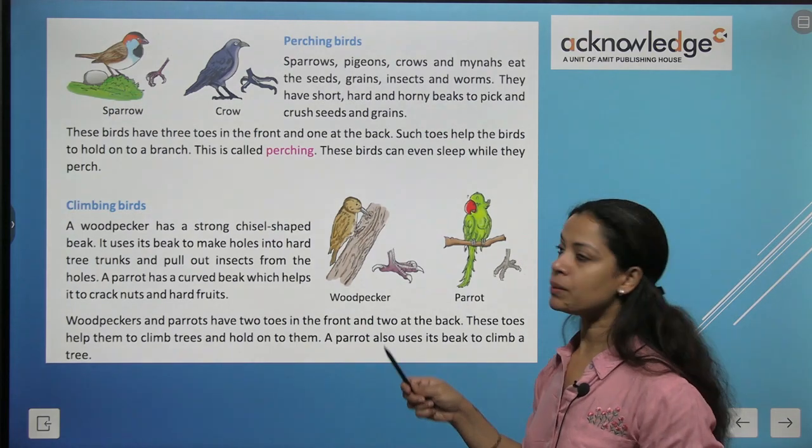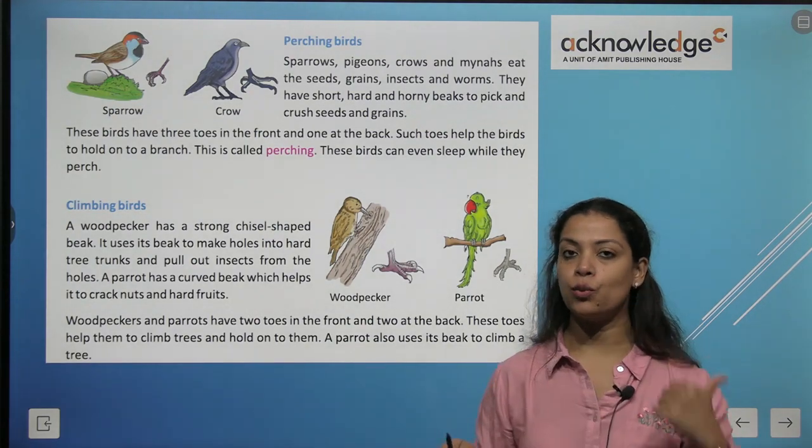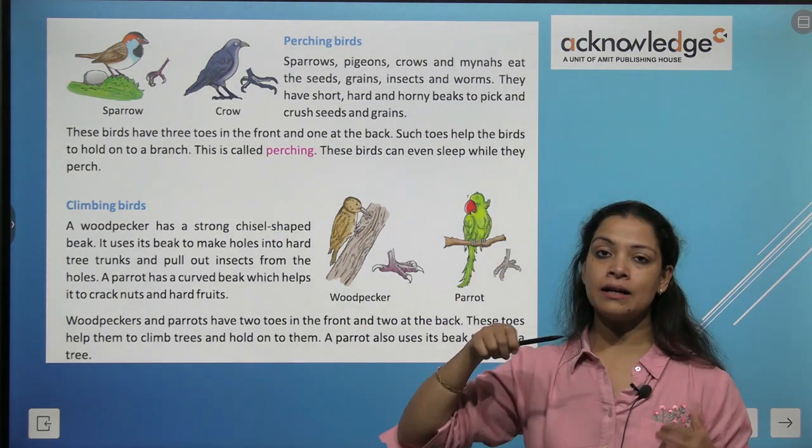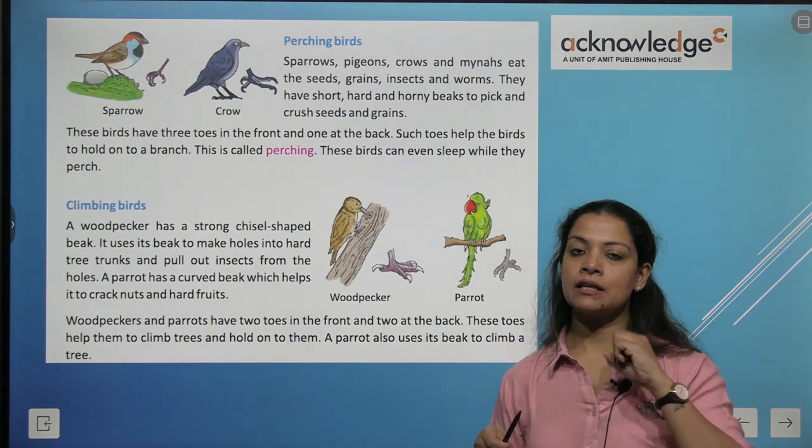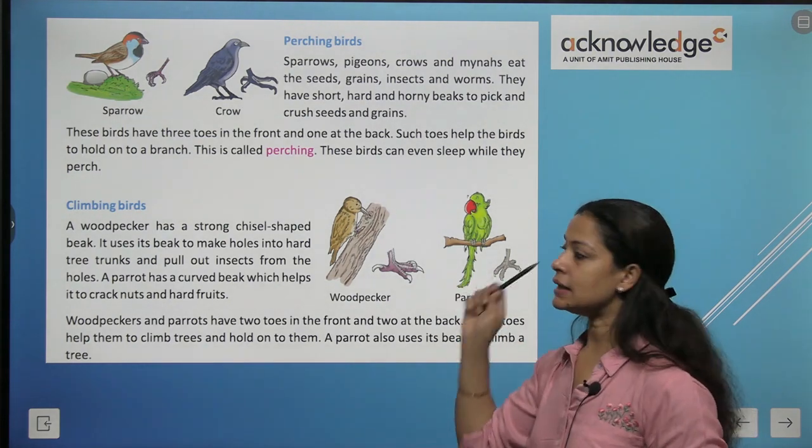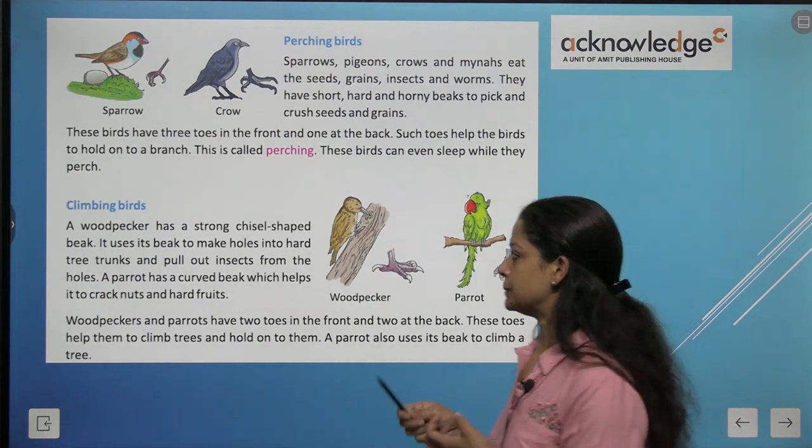So इनके features आपको पता चल गए. They have 3 toes at the front, 1 at the back. They have short, hard and horny beaks so that they can crush and grind the seeds, and they can even sleep while they are perching.